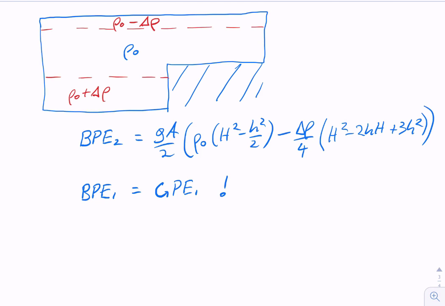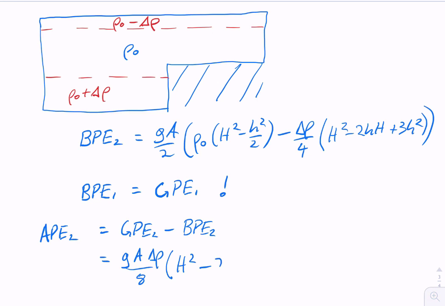The measure of potential energy that we are advocating is the available potential energy, or APE, defined as the difference between GPE and BPE, which in case 2 becomes G times A times delta rho on 8 times h squared minus 2 little hh plus 3 little h squared. APE is all the energy that could possibly be converted to kinetic energy. Note that the reference state defined here is hypothetical. It is unlikely to ever be reached in a real experiment, and it may be possible to define other relevant reference states. To find the reference state more generally, we follow Winters et al.